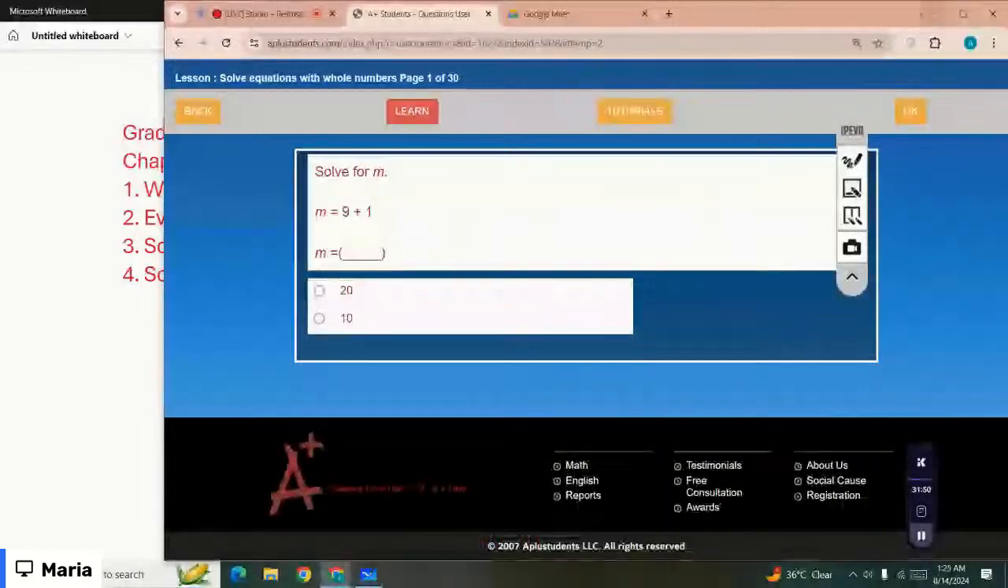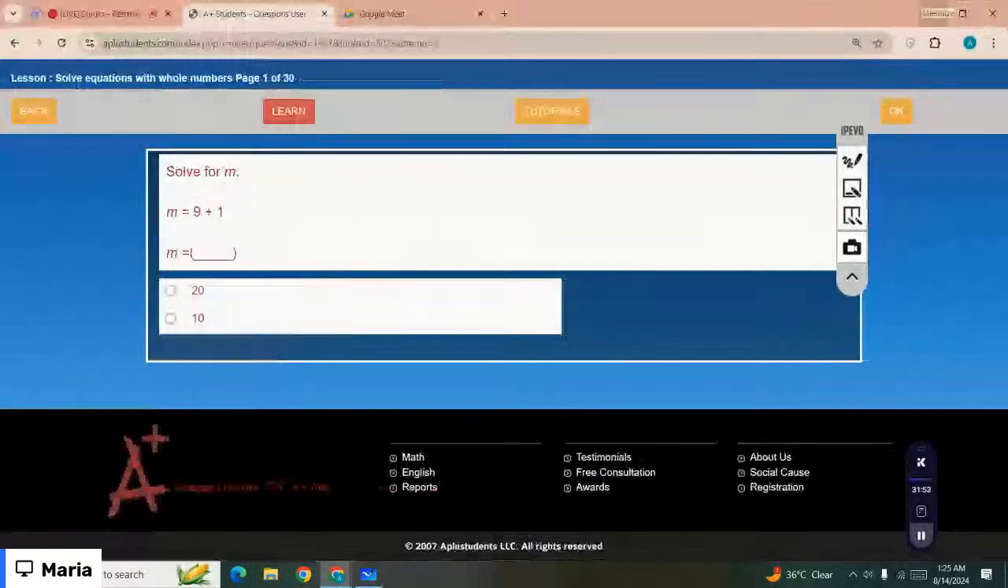Okay, solve for m. You have to evaluate m equals 9 plus 1. So here the variable m is already isolated, right? Isolated means m is on one side and the other numbers are on the other side. So you have to do 9 plus 1. So 9 plus 1 is 10. The correct option is option number 2.